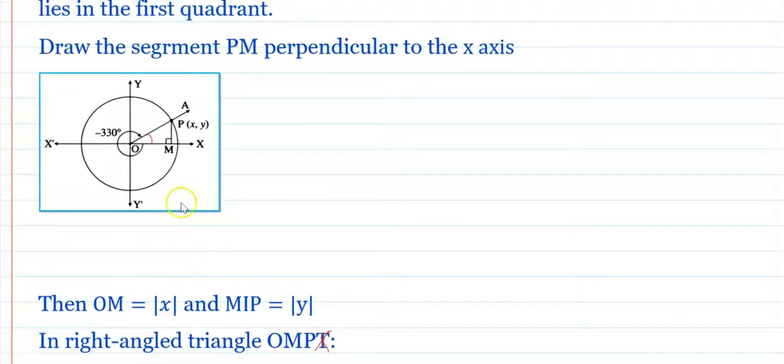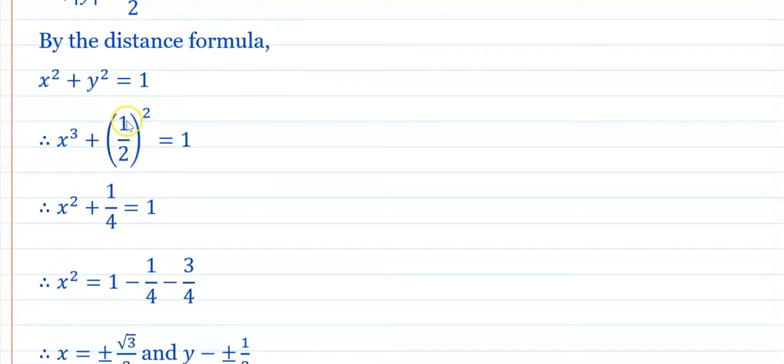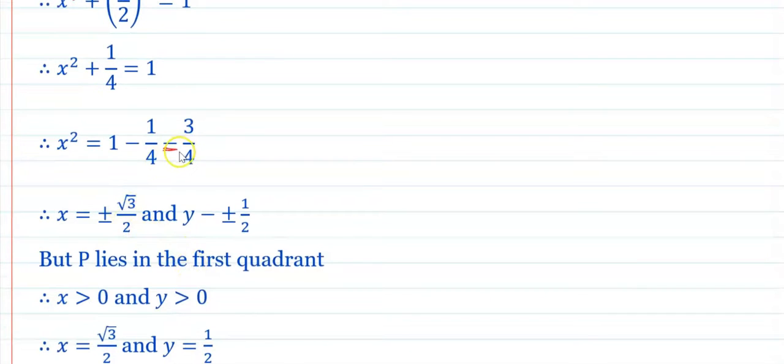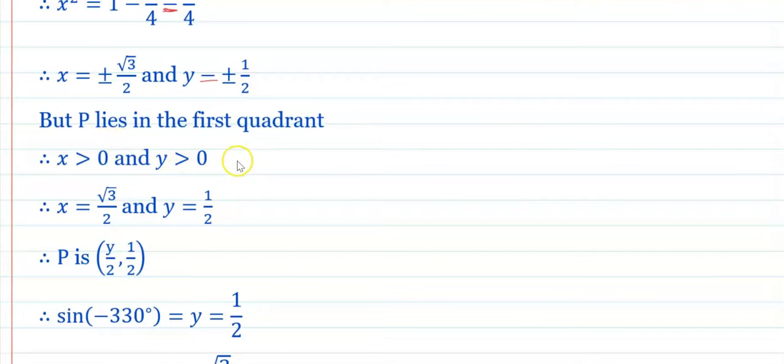Again we will use the distance formula here. OP square is equal to x square plus y square. We got the value of y as 1 upon 2, so x square plus (1 upon 2) square is equal to 1. 1 upon 2 square means 1 by 4, is equal to 1. Therefore, x square is equal to 1 minus 1 by 4, and that is equal to 3 by 4. If we take the square root, then x is equal to plus or minus root 3 by 2, y is equal to plus or minus 1 upon 2. Point P lies in the first quadrant, x is positive, y is positive. Therefore, x is equal to root 3 by 2, y is equal to 1 upon 2.